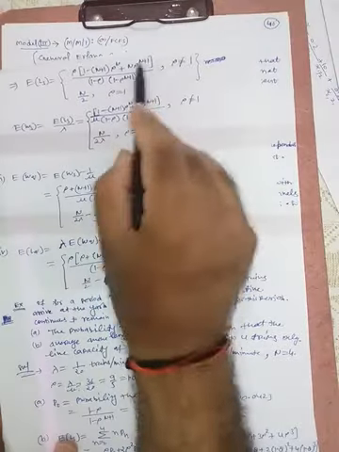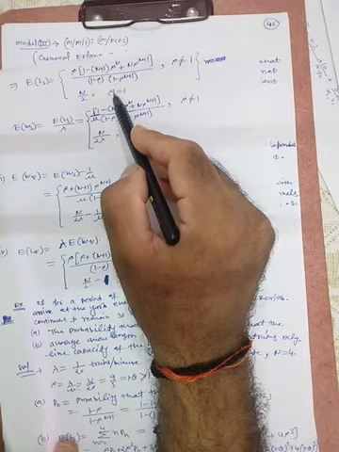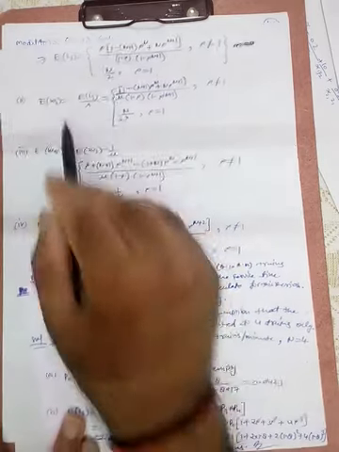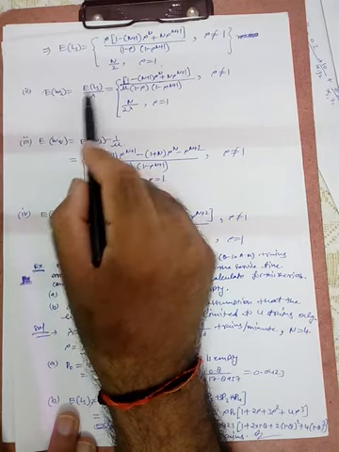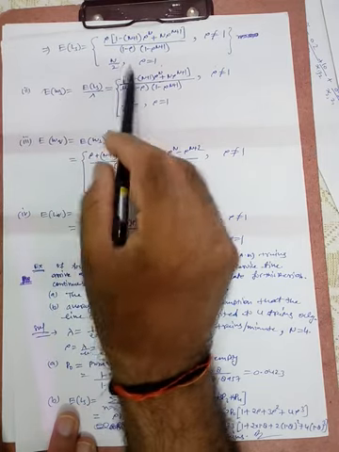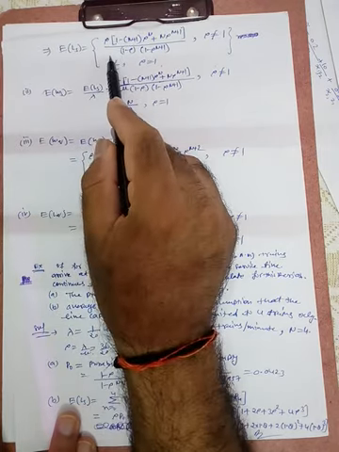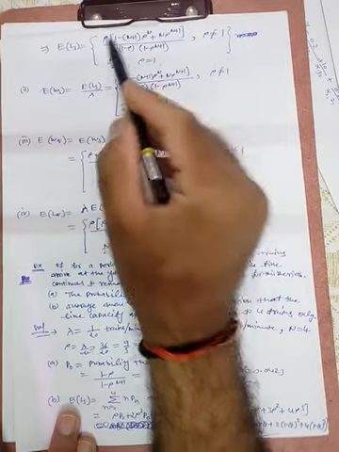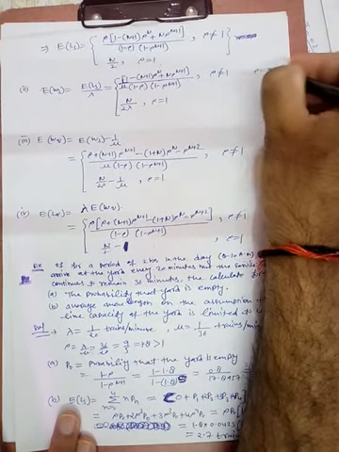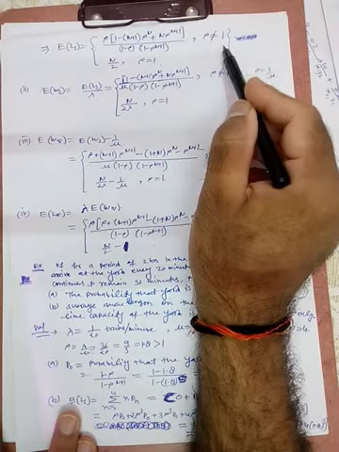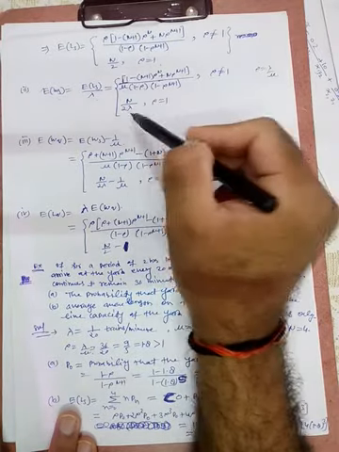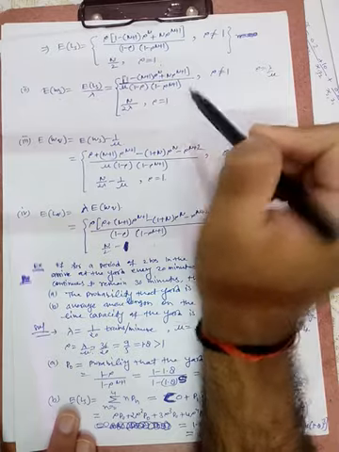ELS is this value when rho is not equal to 1, and when rho is equal to 1, n by 2. Now with the help of Little's formula, EWS is ELS by lambda. So just divide by lambda here. When you divide by lambda and put rho equals lambda by mu, we get this one for rho not equal to 1, and this is n by 2 lambda when rho is 1. Fine.